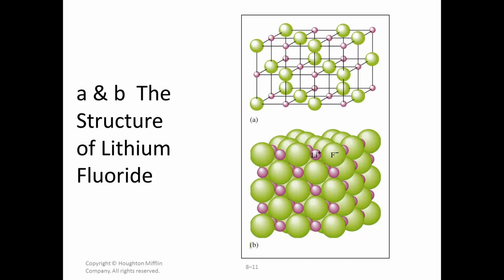Here is the structure of lithium fluoride salt. Note the alternating lithium ions and fluoride ions in a close packed structure. All salts of alkali metal and halogens except for cesium salts have this same structure. This is often referred to as a sodium chloride structure.